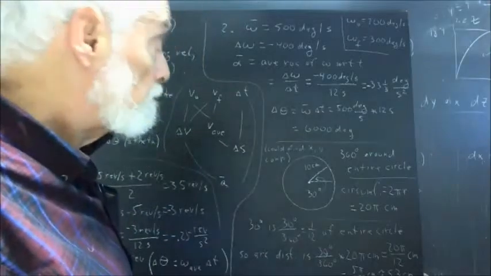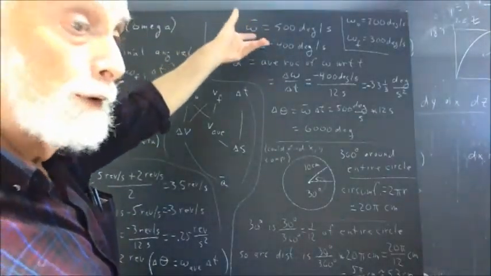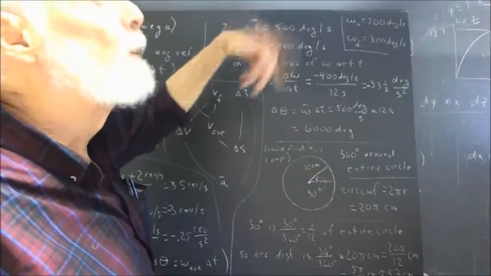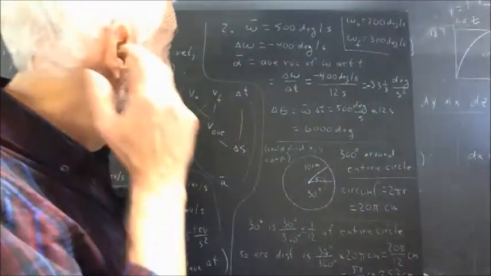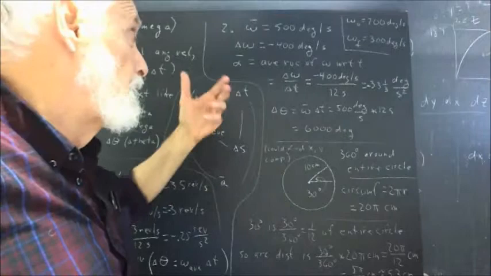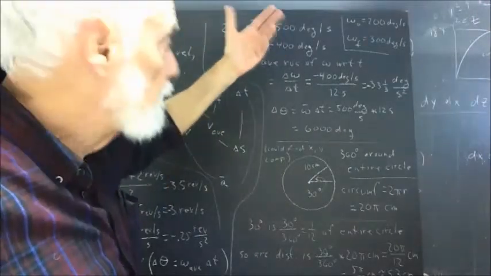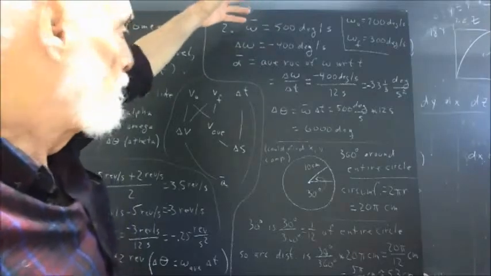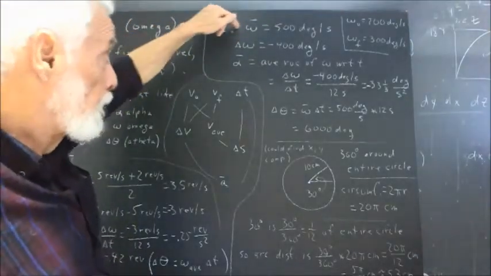And we could express 700 degrees as almost 2 revolutions, 1 and 17/18 of a revolution. But we don't want to do that. We'll just work with degrees.